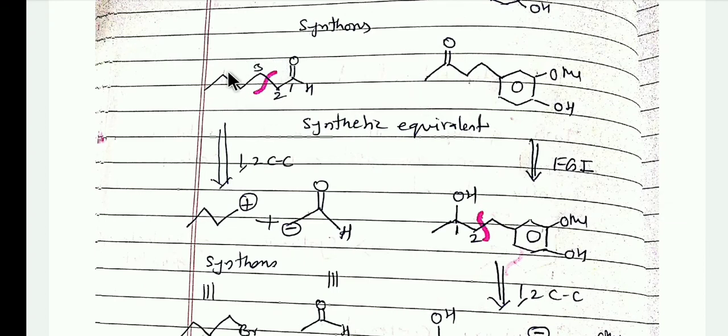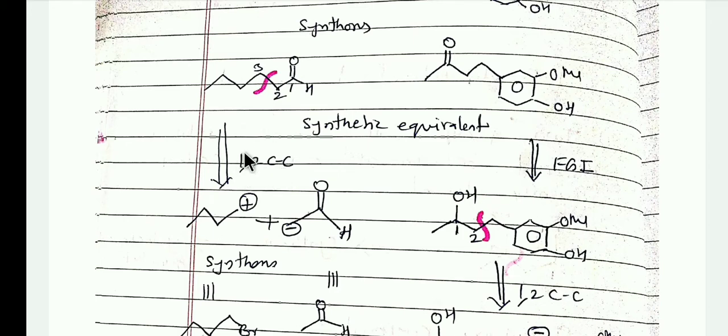This synthetic equivalent can be disconnected further, and after disconnection we get two synthons. In this disconnection the functional group is present at position 1 and this is 2, and the disconnection takes place after 2 positions, so we can easily say it is a 1,2 C-C disconnection.